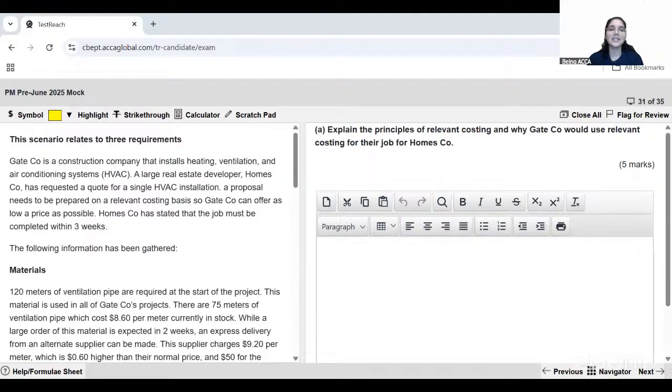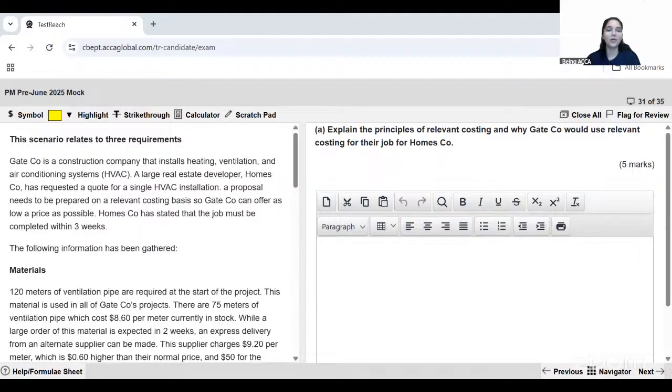So the case study says gate company is a construction company that installs heating, ventilation, and air conditioning systems. A large real estate developer, Homes Company, has requested a quote for a single HVAC installation. A proposal needs to be prepared on a relevant costing basis so that gate company can offer as low a price as possible. Homes Company has stated that the job must be completed within a period of 3 weeks. The following information has been gathered.